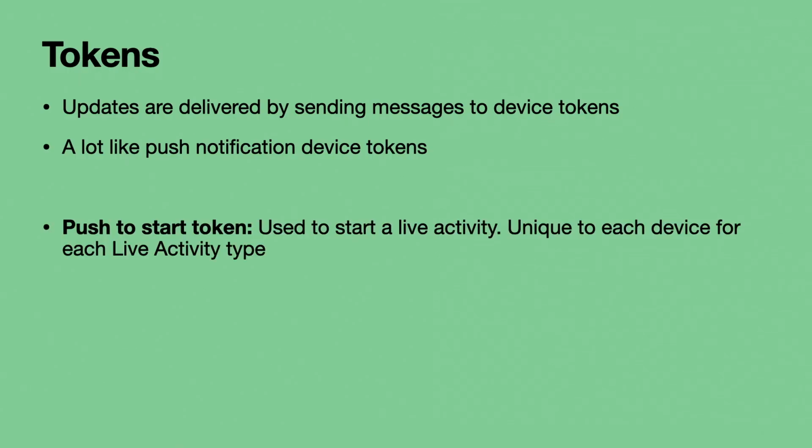The two that you'll be working with for live activities are, the first one, push to start tokens. As the name suggests, these are used to start live activities. These are unique for each device, but also for each live activity type. So our app has one live activity type, we only get one of these tokens. But for an app that had 2 or 3, you'd get 2 or 3 different tokens.